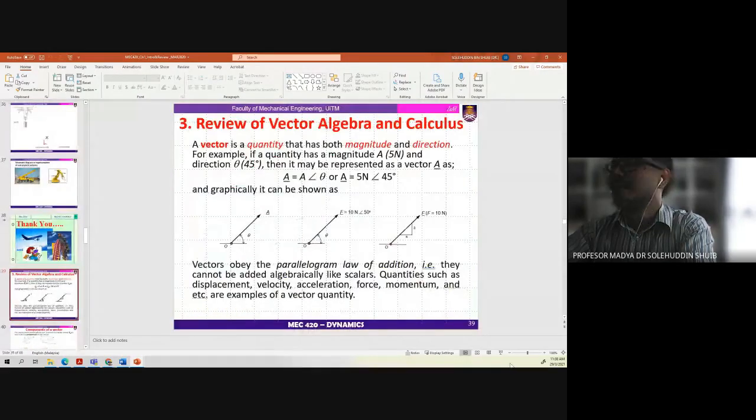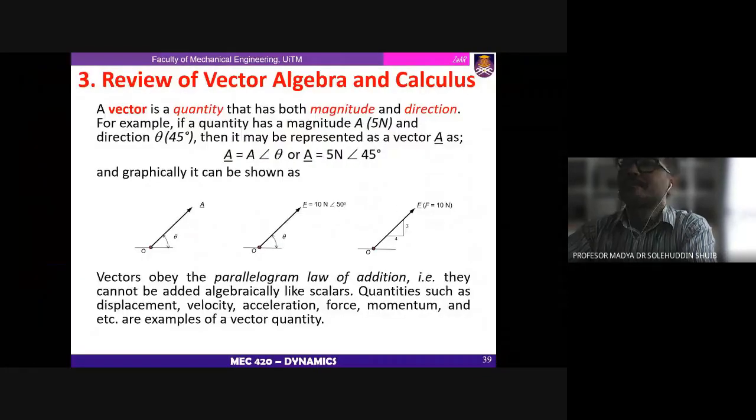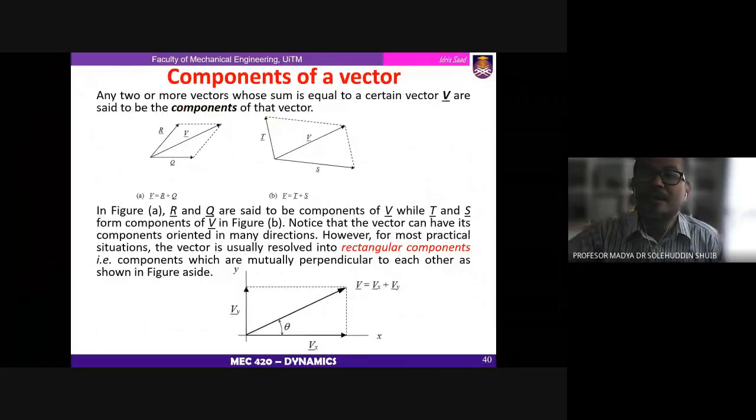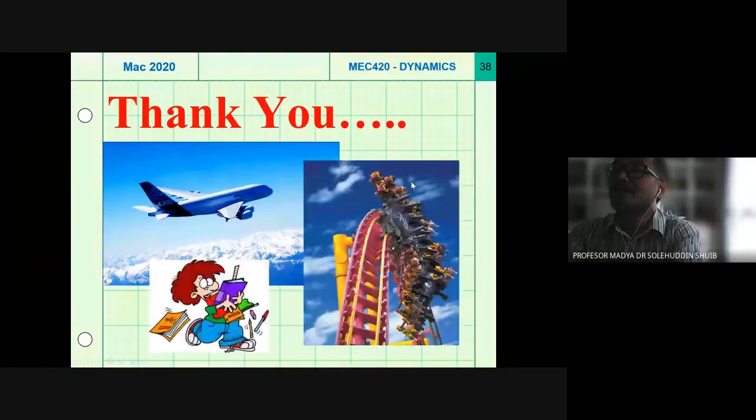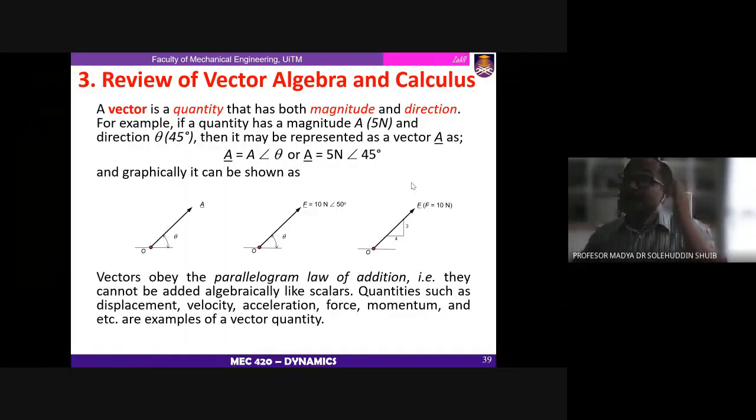Okay. Straight away go to vector. Okay, vector. Can you see the slide of the topic of review of vector? Yes. Okay, this one. We have another 20 minutes.